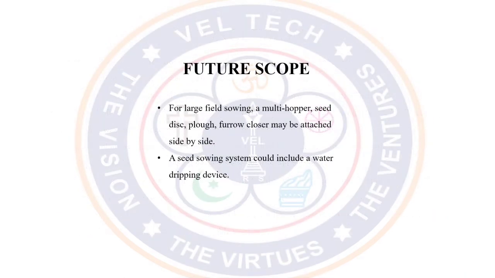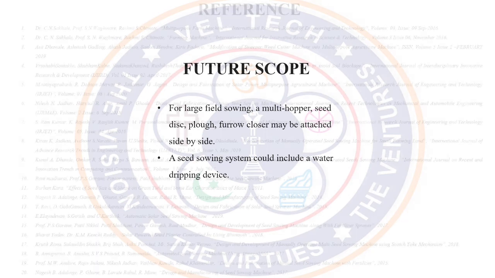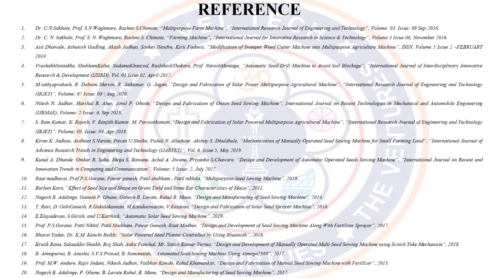Future scope. 1. For large field sowing, a multi-hopper, seed disc, plow, and furrow closer may be attached side by side. 2. A seed sowing system could include a water dripping device. Reference. The referred journal articles and research papers which we have gone through are given in these slides.